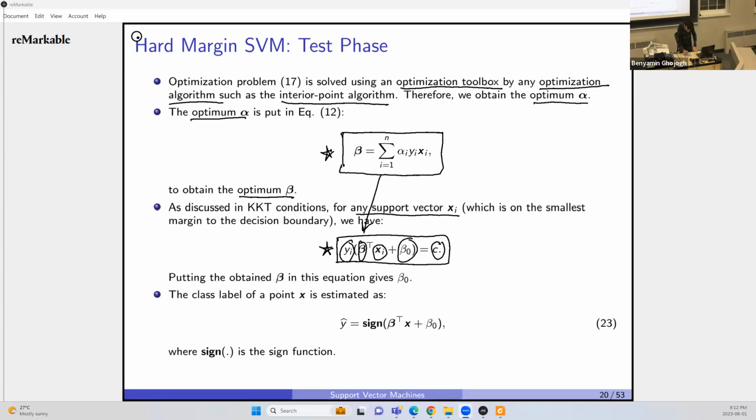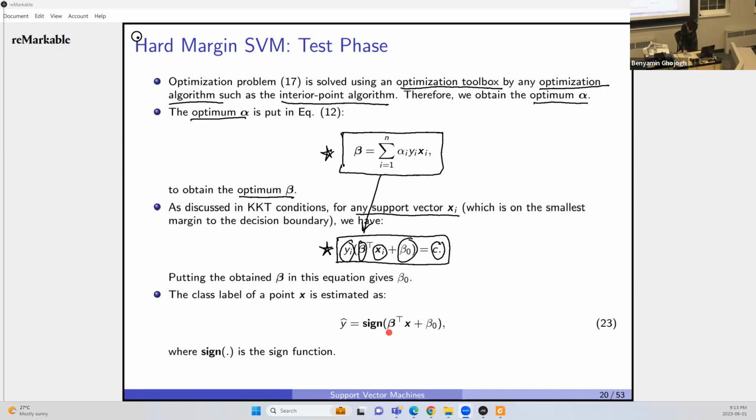So why do I do that, by the way? Because when I solved equation 17, I was solving the dual optimization problem. I didn't solve the primal optimization problem. I found the optimal dual variables. Now I need to find the optimal primal variables, which are beta and beta zero. These were the goals. So now I put in the optimal dual variables to find the optimal primal variables, beta and beta zero. Now, test phase.